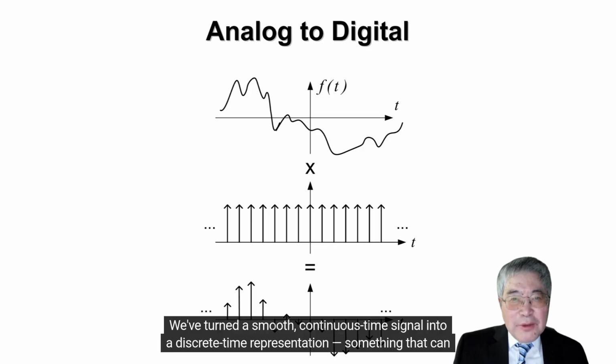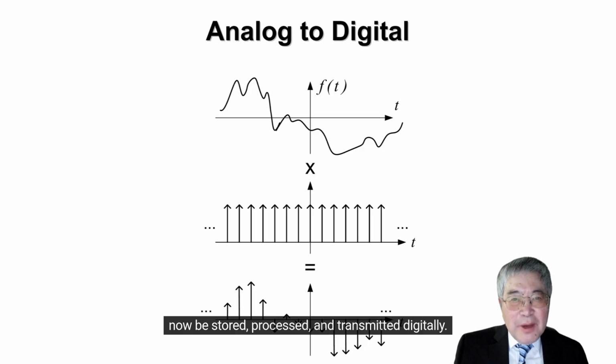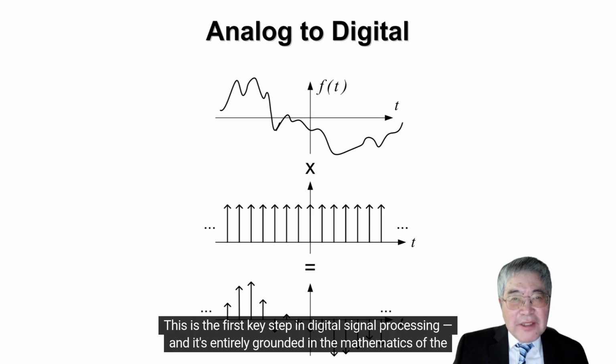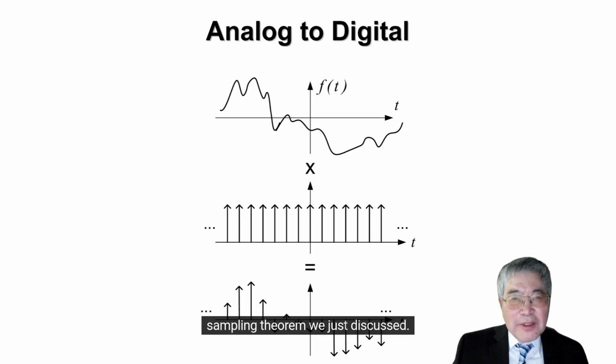We've turned a smooth, continuous time signal into a discrete time representation, something that can now be stored, processed, and transmitted digitally. This is the first key step in digital signal processing, and it's entirely grounded in the mathematics of the sampling theorem we just discussed.